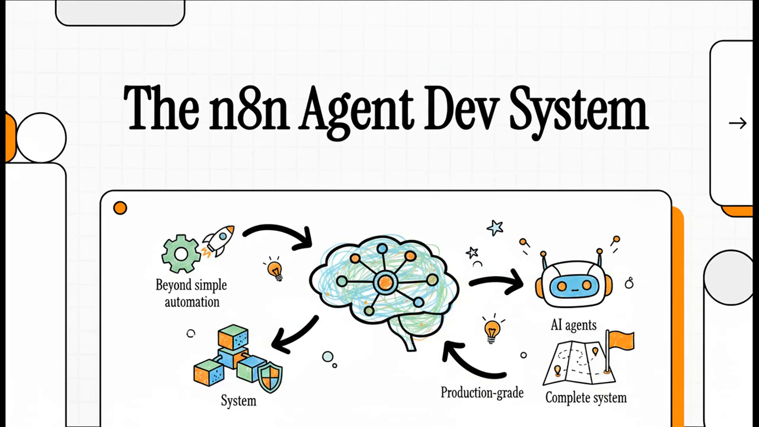Okay, so we've all played around with basic automation, right? But what does it really take to build an intelligent AI agent? One that's actually reliable enough to use in production. Well, that is exactly what we're diving into today with the n8n Agent Dev System. It's a whole framework designed to manage the entire life cycle of your AI creations.